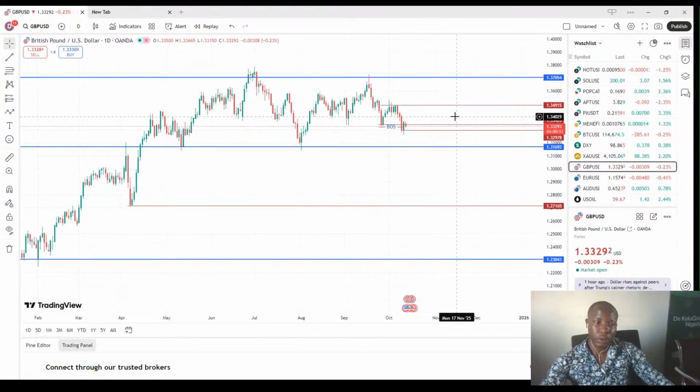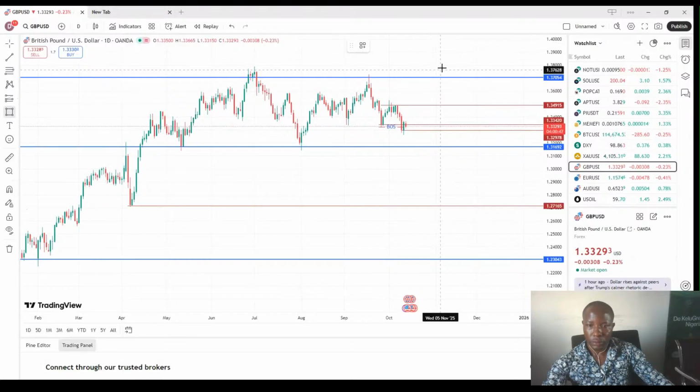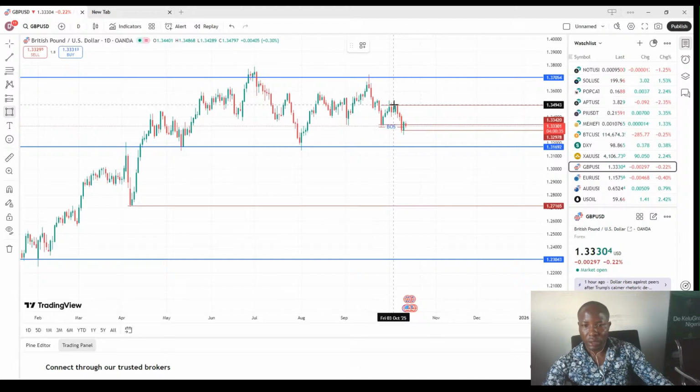So let's mark out the support level. Have this. Well, what can you say? Has this other block been mitigated? Guys, what do you have to say? Is this other block mitigated already?